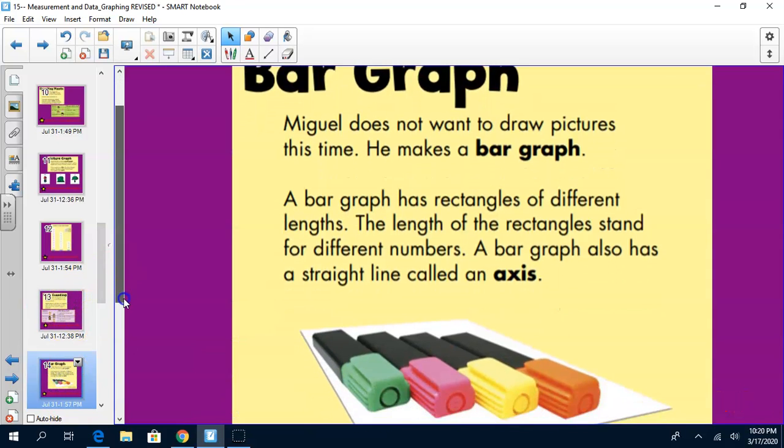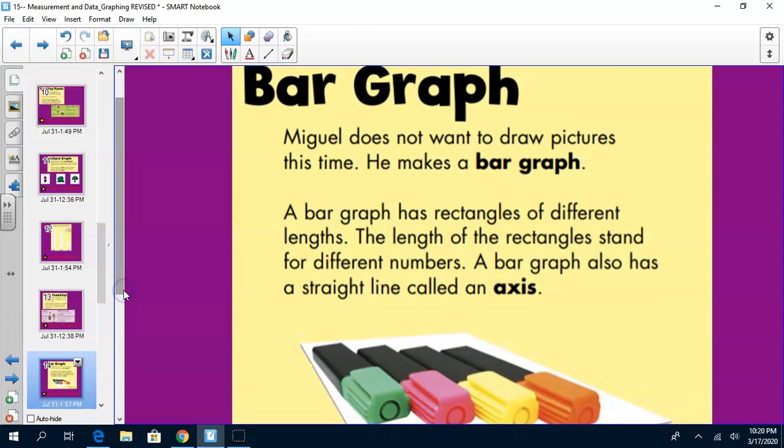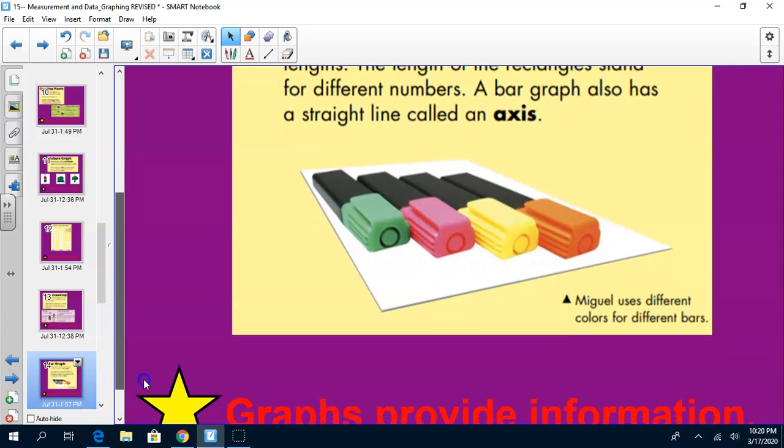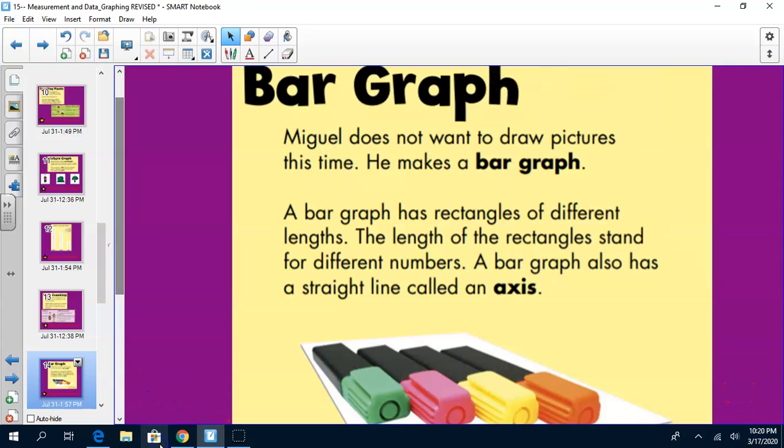Another way to display this information is with a bar graph. So Miguel does not want to draw pictures this time. So he makes a bar graph. A bar graph has rectangles of different lengths. The length of the rectangle stands for different numbers. A bar graph also has a straight line called an axis. Remember, guys, what are graphs providing us with? It's right here. They're providing us with information.